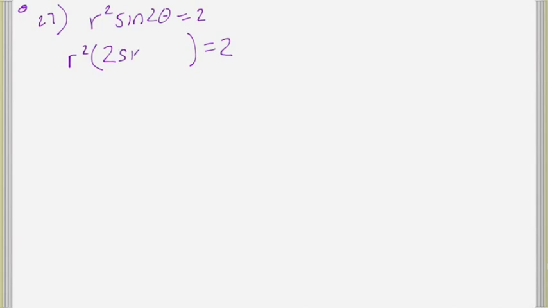The first question we're going to look at is 27. 27 gave us r squared sine 2 theta equals 2. On this one, my bet is, without looking at the answer key, that they probably swapped this out for something, and you're like, where did that come from? And it's a trig identity, 2 sine theta cosine theta.